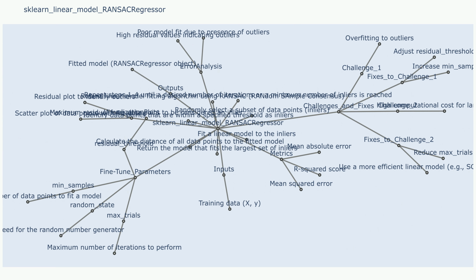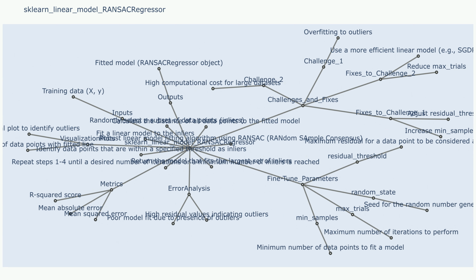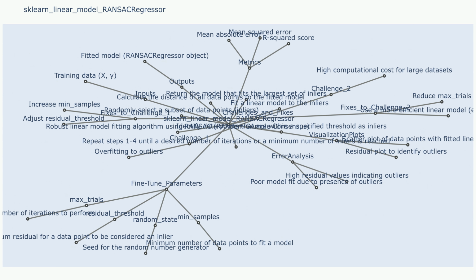Steps: Randomly selects a subset of the data, the inliers. Fits a linear model to the inliers. Calculates the error between the fitted model and the rest of the data points. Identifies the data points with low errors as inliers and those with high errors as outliers. Repeats steps 1 to 4 multiple times. Selects the model with the highest number of inliers as the final model.